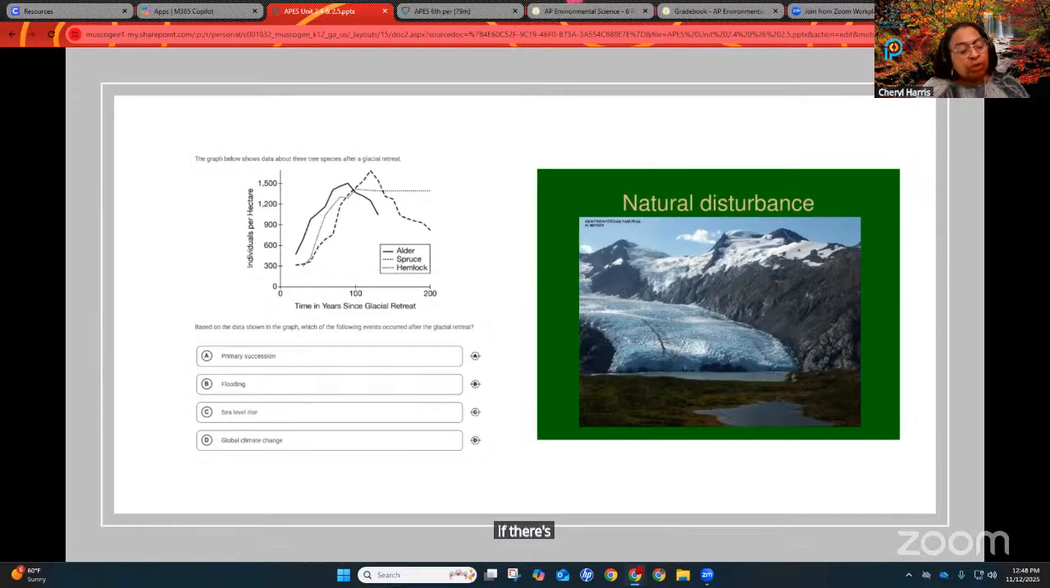If there's ice on the ground, everything is covered. There's nothing living on it right now. And then the ice starts to retreat. So now you have bare ground. So what's going to happen if you have bare ground? What is the possibility of something happening if you have bare ground?